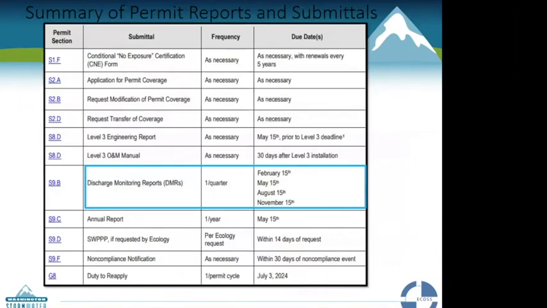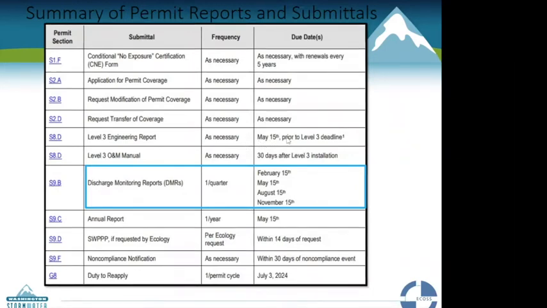This is a list of your discharge monitoring report due dates. So February 15th, May 15th, August 15th, November 15th. That's when your DMRs are due. And your annual report is also May 15th. And then just while we're on this page, May 15th is also the due date if you have a level 3 engineering report due. So just an FYI, we kind of refer to May 15th as Stormwater Tax Day.